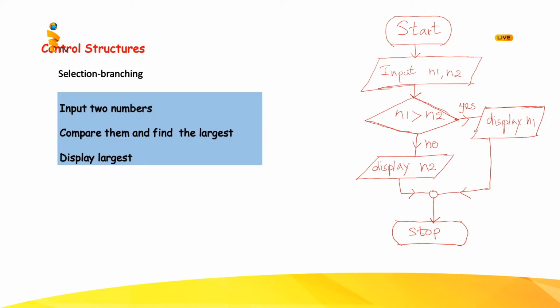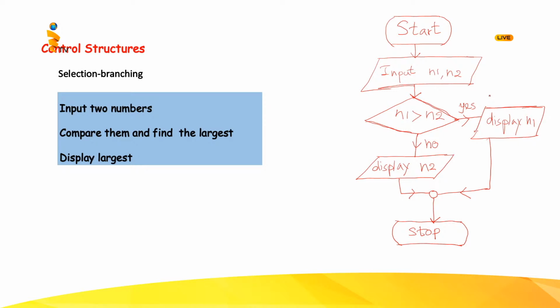Now we will look at this problem once again. We have to find the larger number out of given two numbers. First we drew the start symbol. Then for the input of two numbers, you can use input n1 and n2. Then we check whether n1 is greater than n2. If it is correct, we move along the yes line. Then n1 is the larger number, so we display n1.